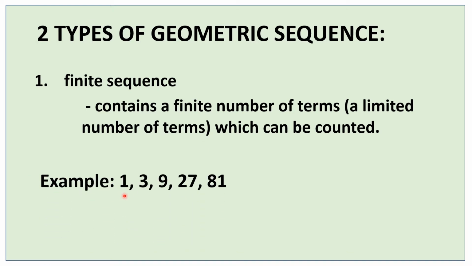So, halimbawa, 1, 3, 9, 27, 81. So, meron tayong 5 terms. So, ibig sabihin, nabibilang natin. Kaya ang tawag sa kanya ay finite sequence.